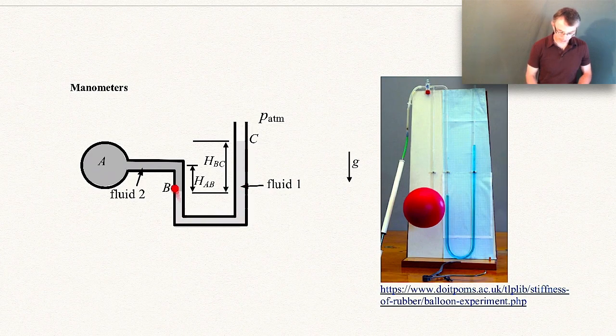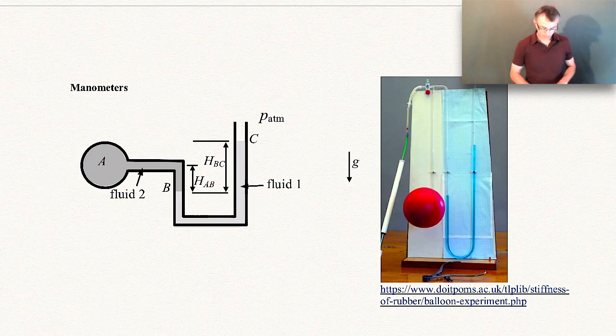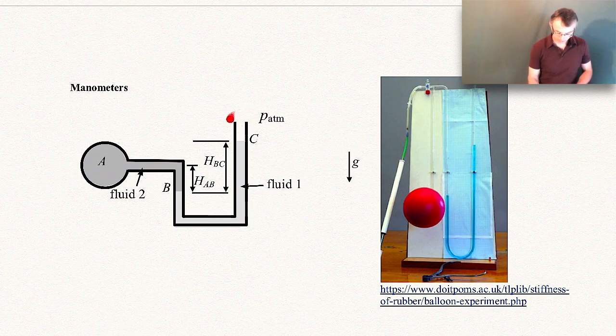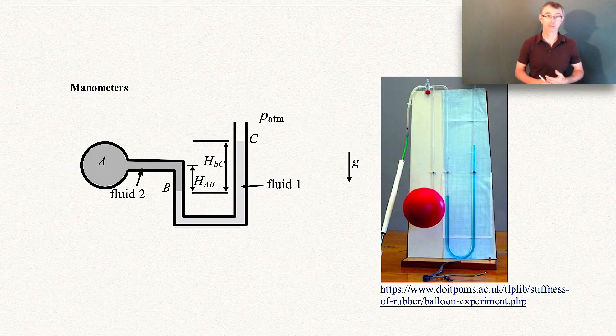U-tube, because it's in the shape of a U here. What we have is an open end that's open to the atmosphere, and then the other end is where we want to measure the pressure. So let's just say point A is what I want to measure the pressure of. What's the pressure at point A?